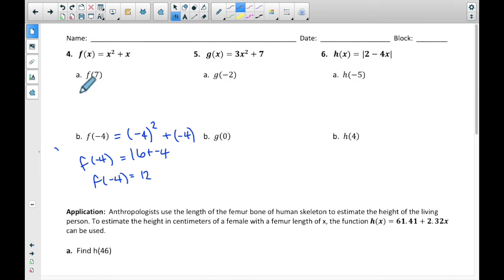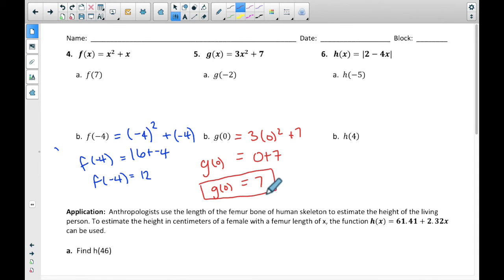Okay, like I said, we're going to skip that top row. We're just going to do the bottom row. G of 0. All right, 0 is my favorite one to do. You know why? Because it's super easy. Because I happen to know that 0 times anything is 0. 0 squared is 0. 0 times 3 is 0. And so we get g of 0 is equal to 7. And once again, that could be input, output, could be 0, 7 like this.